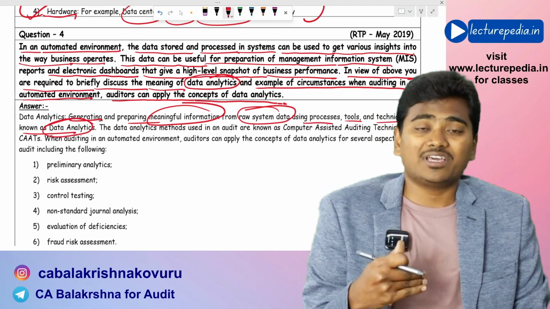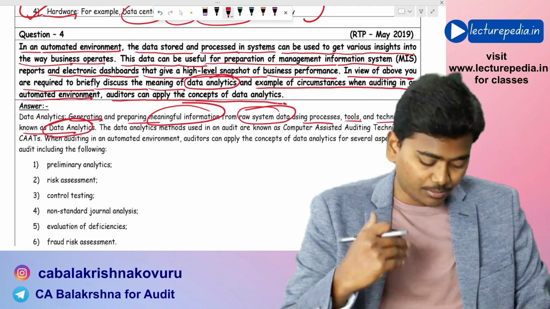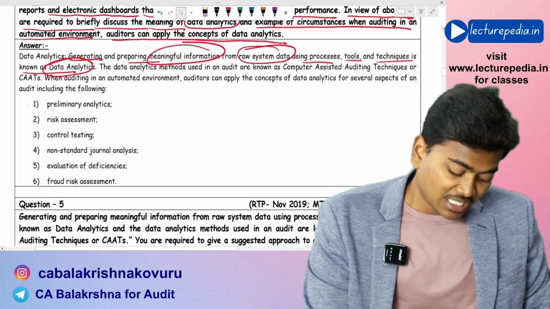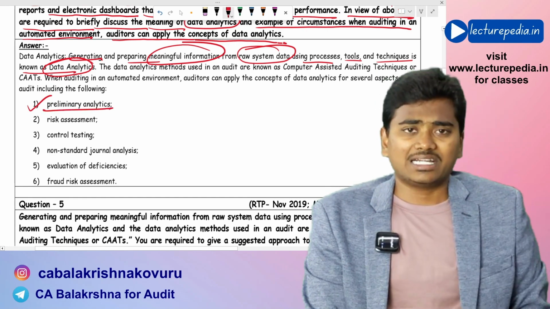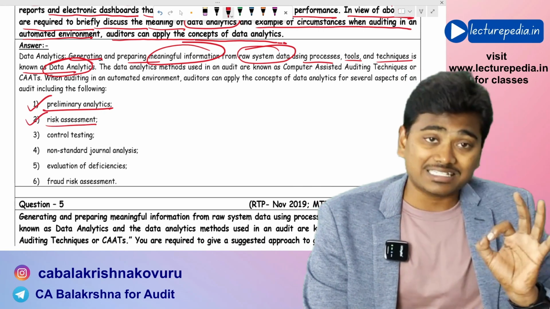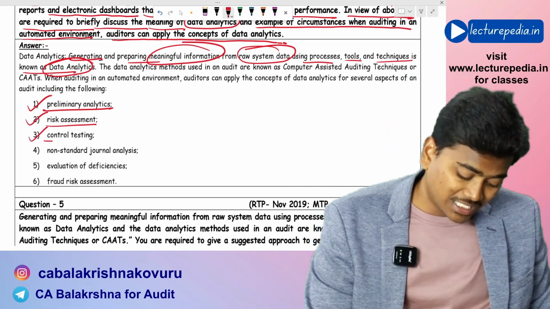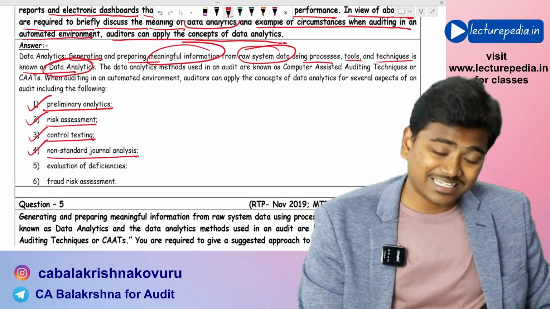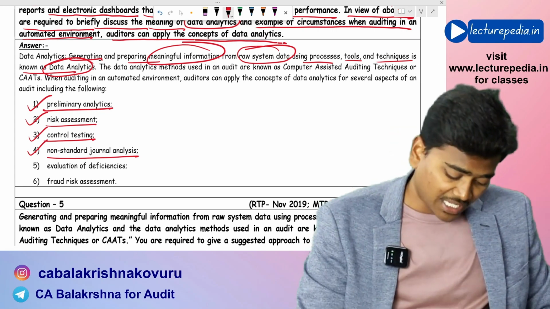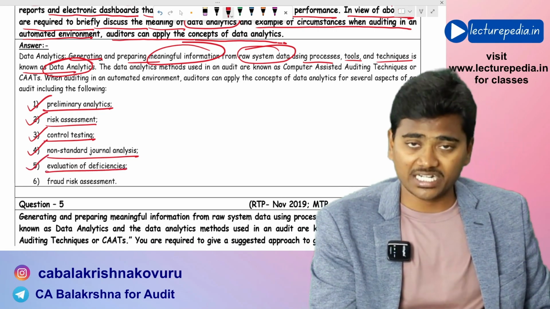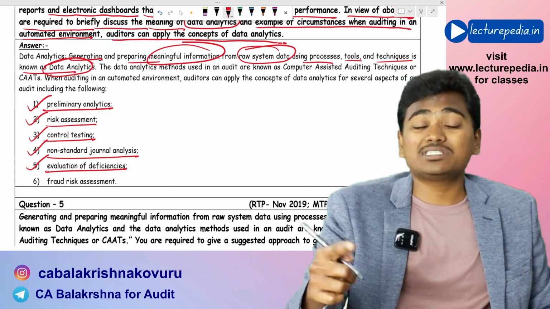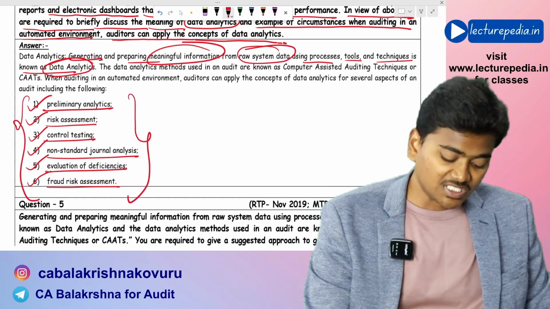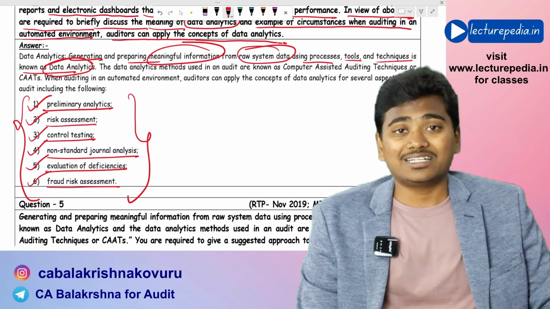And what are the various areas in which data analytics can be used in a real-time environment? Let us see. In an automated environment, first one, during preliminary analytics, you can use data analytics. During risk assessment, you can use it. During control testing, for the purpose of testing the controls, you can use it. And non-standard journal analysis, to analyze the journals. And evaluation of deficiencies that you have identified, to evaluate those deficiencies also you can use data analytics. And finally, fraud risk assessment. In these areas of an automated environment, you can use data analytics.